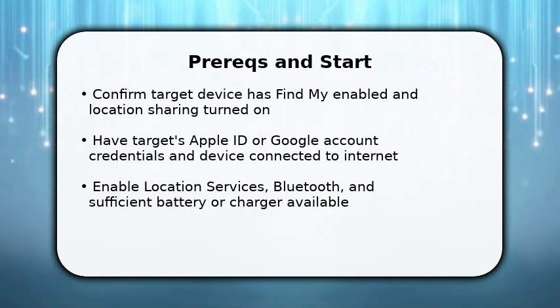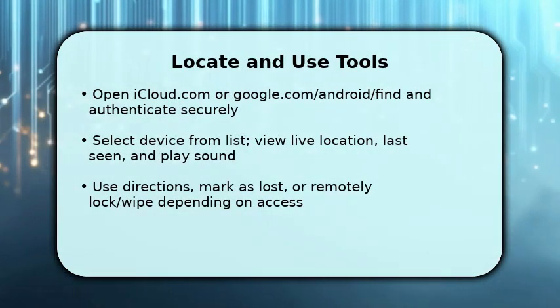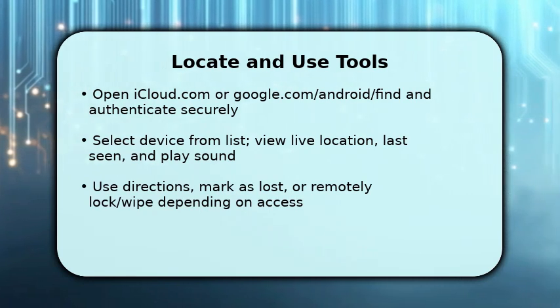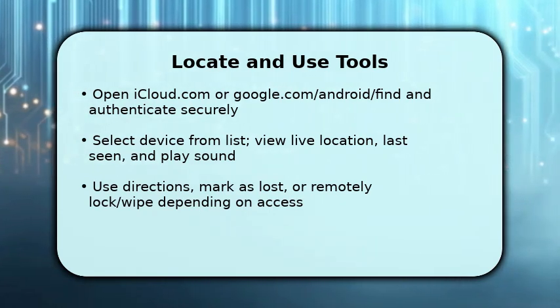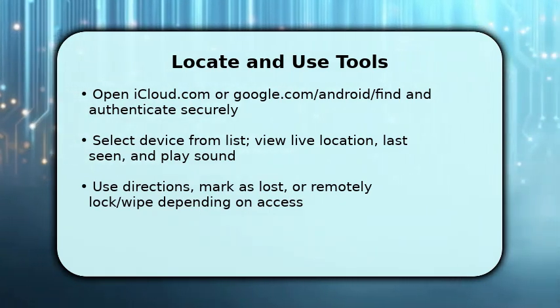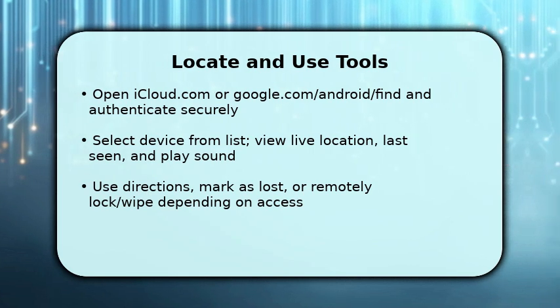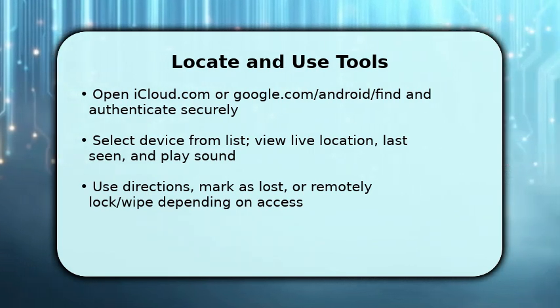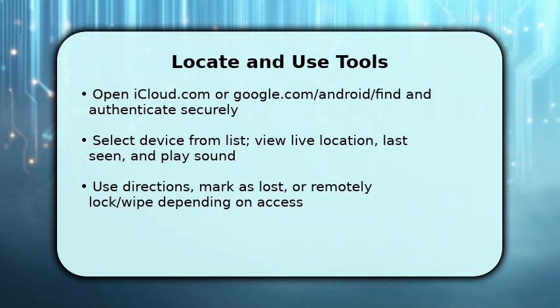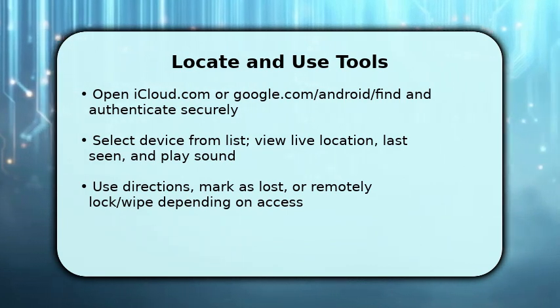Next, you authenticate and use the platform tools to get precise location. On iCloud or Google Find My device, pick the target device from the device list. This shows live location or last seen timestamp. Once located, use play sound to trigger an alert if nearby, or click directions to navigate there safely.